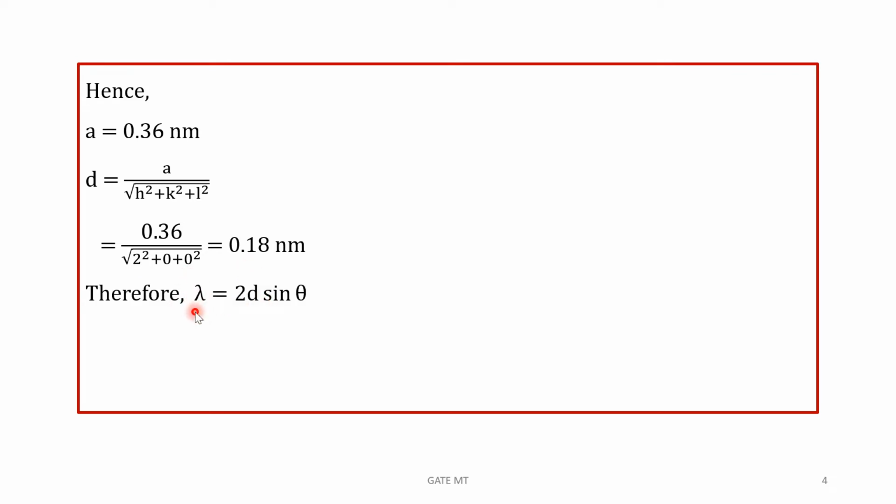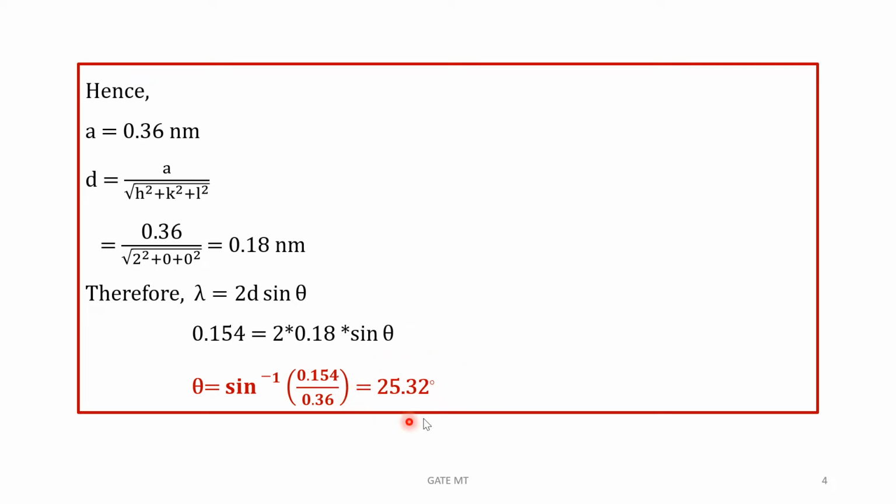And lambda is equal to 2d sine theta, and n is equal to 1. So sine theta will be lambda divided by 2d, and theta will be sine inverse of lambda divided by 2 times d. Hence we have the theta value as 25.32 degrees.